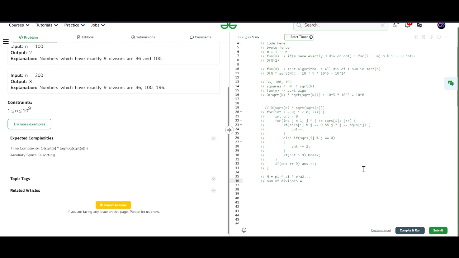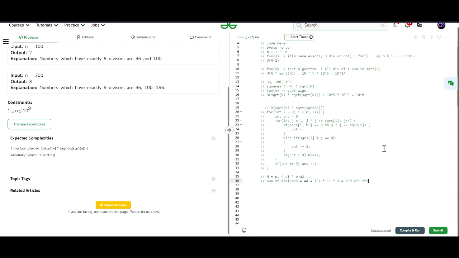So if a number like 44 can be represented in the form of 2 to the power 2 multiplied by 11 to the power 1, it has exactly 6 factors or divisors. How can I find this? If you see, 2 has the power 2, it means I have three combinations. I can have three possibilities for the power of 2, that is 2 to the power 0, or 2 to the power 1, or 2 to the power 2.